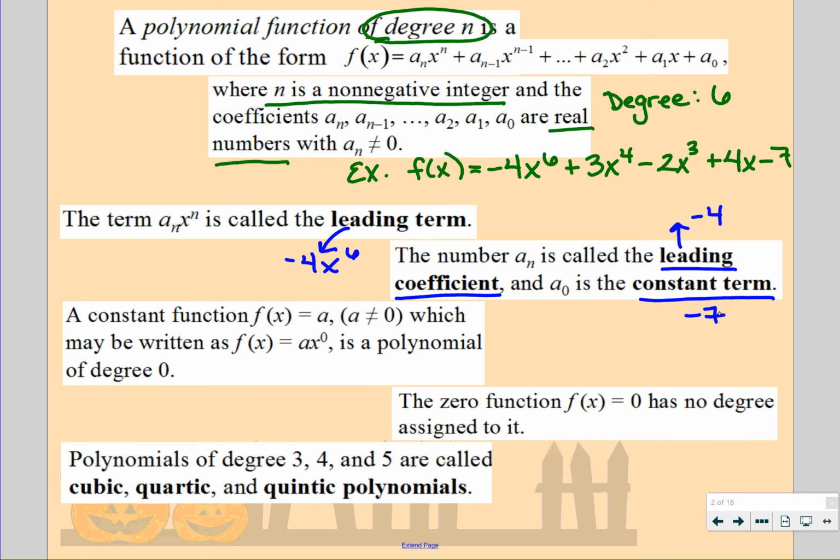So degree, leading term, leading coefficient, constant, these are things that you might be asked to find if you are looking at a polynomial or if you are determining whether or not something is a polynomial.